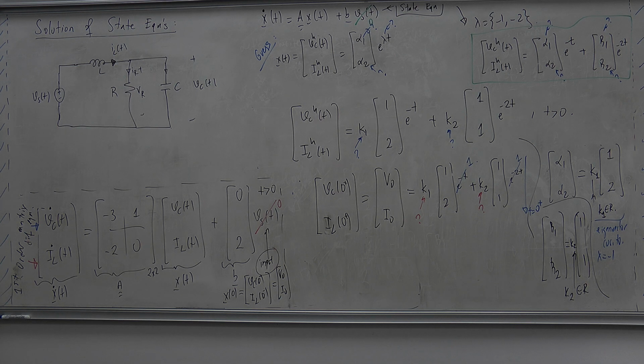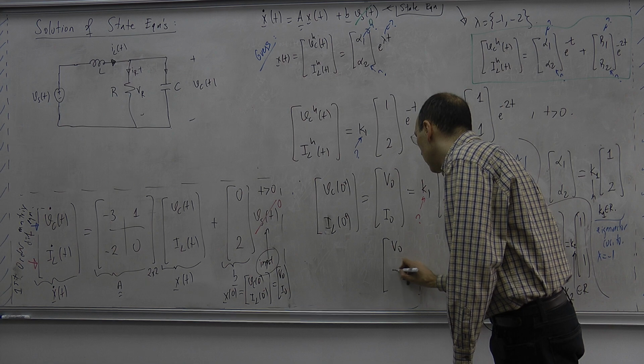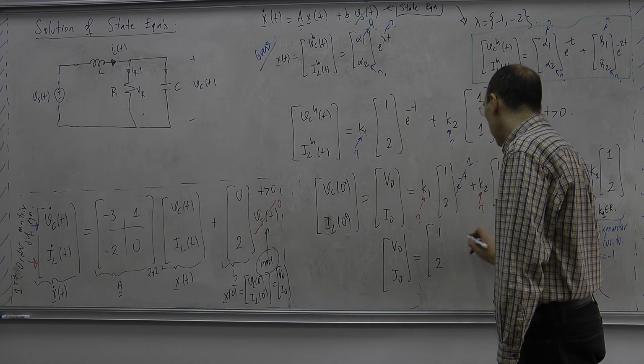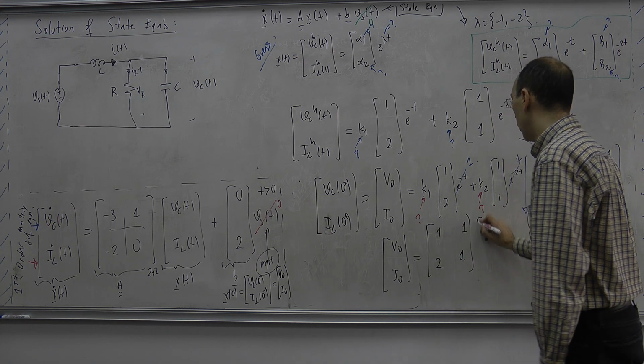Okay. So how can I write this? V0, I0. Well, I can, again, remember maybe my linear algebra course and appreciate it more at this instant.